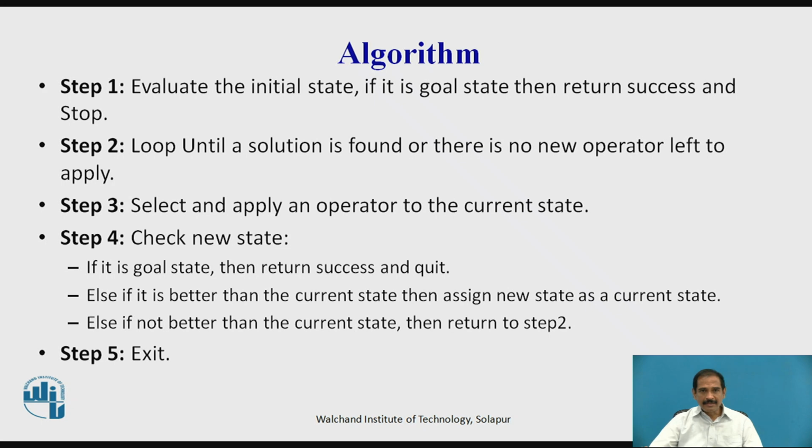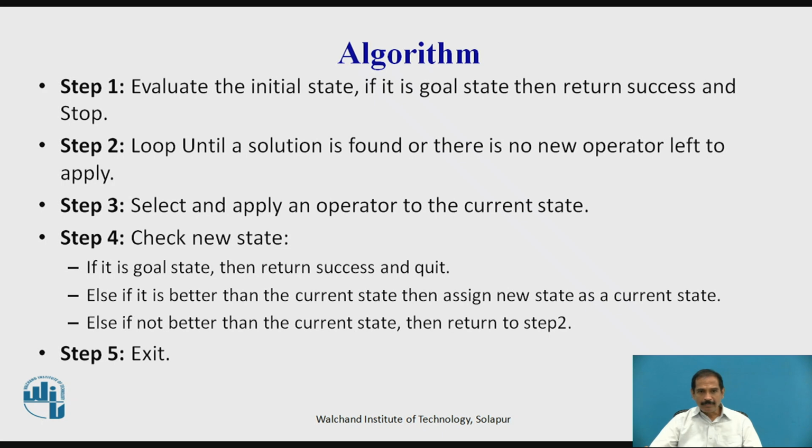So the algorithm is to evaluate the initial state. If it is a goal state, then return success and stop. Otherwise, go to step 2, loop until a solution is found and there is no new operator left to apply. In step 3, we select and apply an operator to the current state, and in step 4, we check the new state. If this new state is the goal state, return success and quit. Else, if it is better than the current state, then assign the new state as the current state. Else, if it is no better than the current state, then return to step 2.